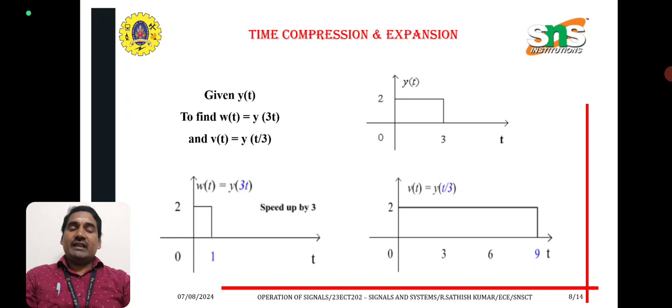Right, for another example of time compression and time expansion, w of t is equal to y of 3t, and v of t is equal to y of t by 3. For the input function y of t, the amplitude is 3, from 0 to 3. w of t is equal to y of 3t, so the signal gets compressed. v of t is equal to y of t by 3 means the signal gets expanded, from 0 to 9 with an amplitude of 2.